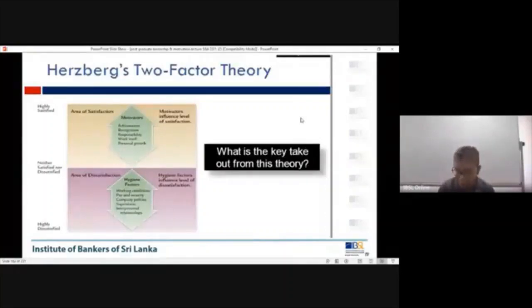Okay, let me make it clear again. If you want to motivate your employees, what you need to do first is try to remove all these dissatisfied factors, what you call hygiene factors, right? Once you remove them, then you give the motivational factors, and then you will improve your organization's performance.